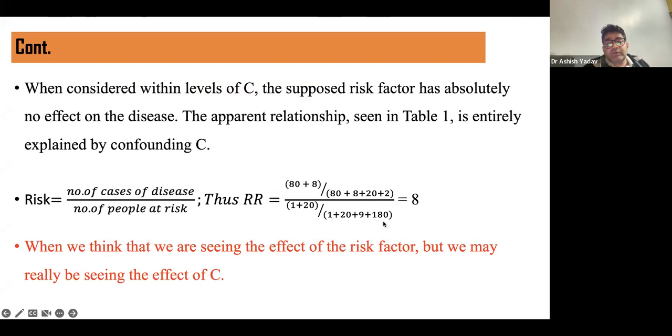So here, because of the confounding, that is smoking here, we are getting 8 times higher risk. So when we think that we are seeing the effect of the risk factor, we may really be seeing the effect of C. In actuality, the risk which you have considered is not the actual risk. Whatever risk you are getting is because of the confounding variable.